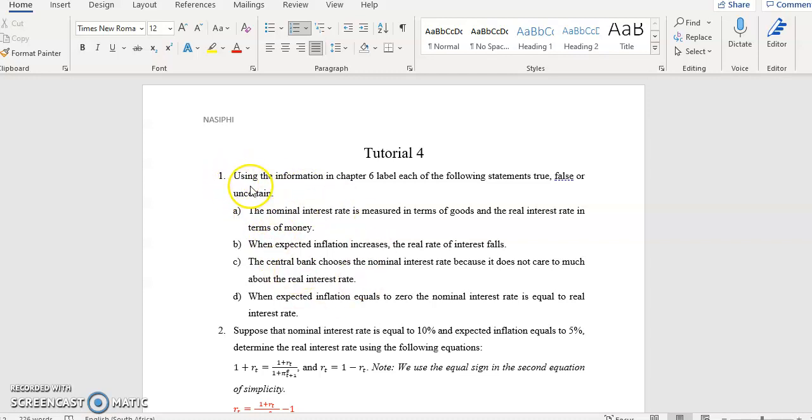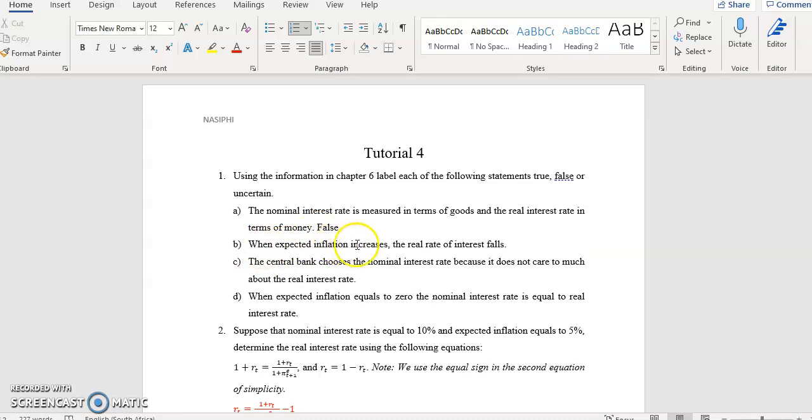The first question says, using the information in chapter 6, label each of the following statements true, false or uncertain. A. The nominal interest rate is measured in terms of goods and the real interest rate in terms of money. This statement is false. The nominal interest rate is measured in terms of money because it determines the interest payable on loans, and the real interest rate is measured in terms of the basket of goods.